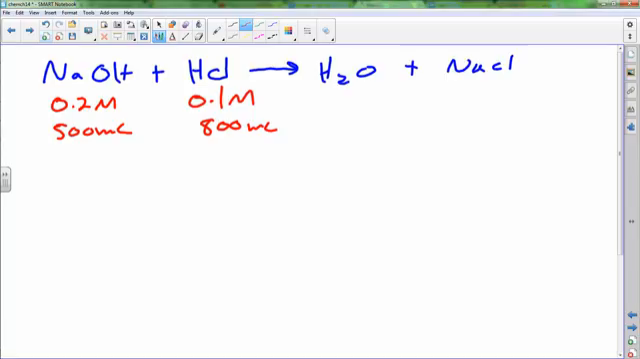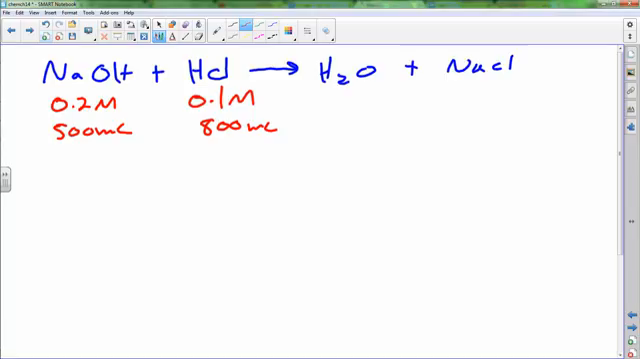Okay, now, at its basic sense, this is kind of a stoichiometry problem. Before you get too bent out of shape about that, this is probably the easiest type of stoichiometry problem there is. We don't really even have to set up the normal stoichiometry stuff. So let me show you what's going on here. First thing we need to do is figure out how many moles of each of these things we have. Okay, we've got a 0.2 molar solution.